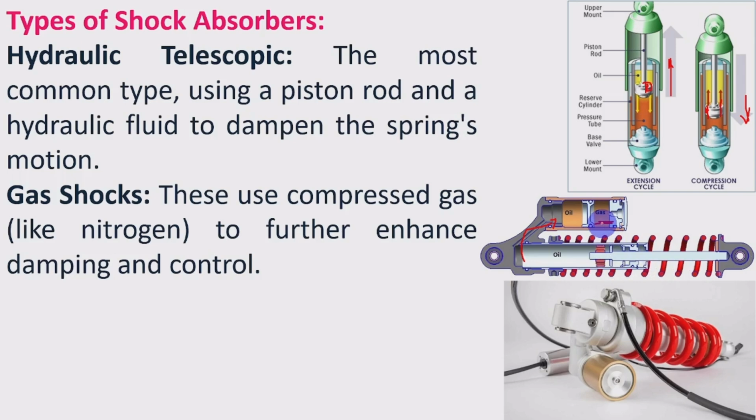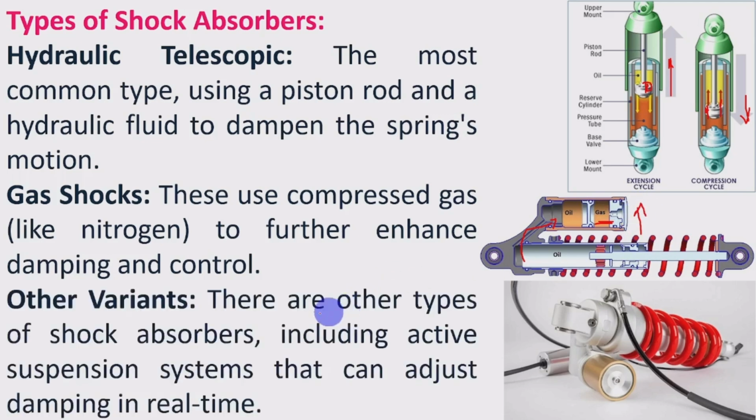it also absorbs the vibrations and the shocks, and gas shocks are usually used in smaller capacity vehicles. The next type is the other variants. There are other types of shock absorbers, including active suspension systems that can adjust damping in real time.